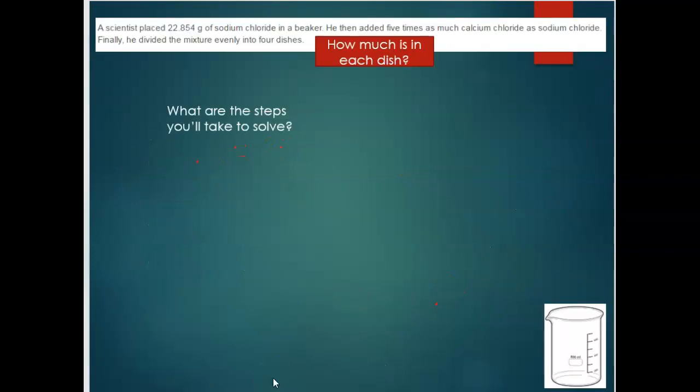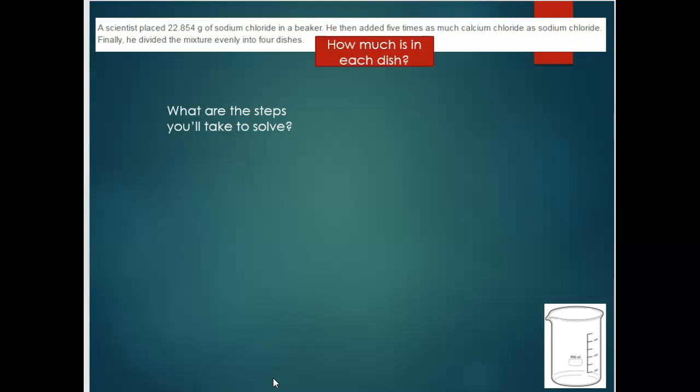Okay, last example. A scientist placed 22 and 854 thousandths grams of sodium chloride in a beaker. He then added 5 times as much calcium chloride as sodium chloride. Finally, he divided the mixture into 4 dishes. How much is in each dish?